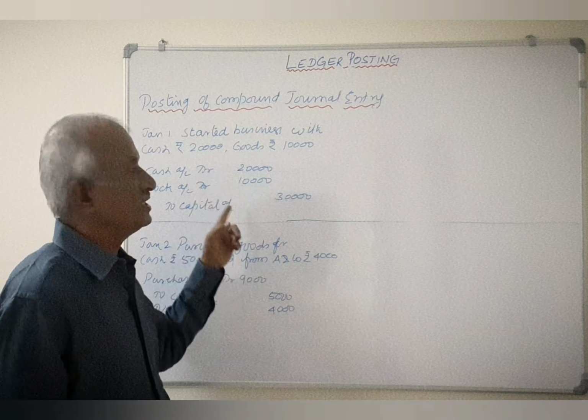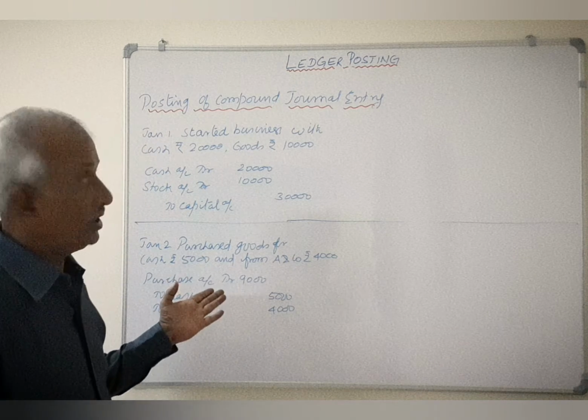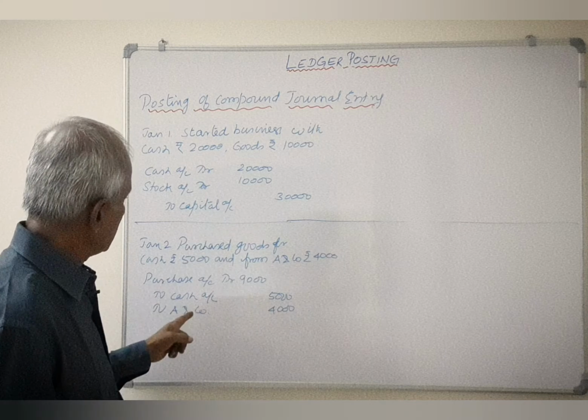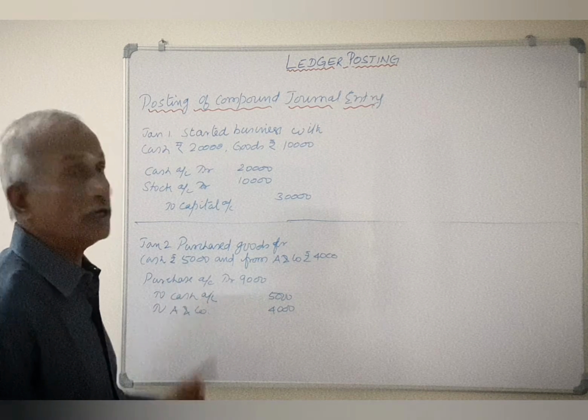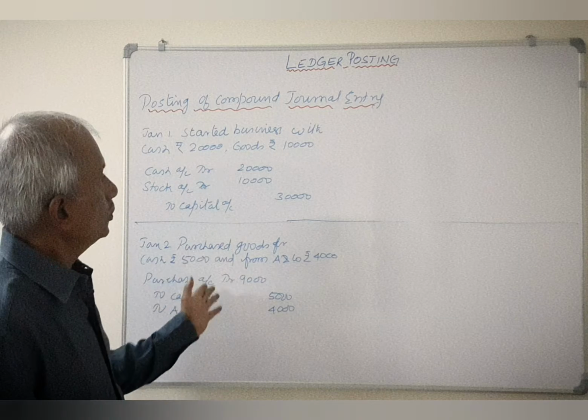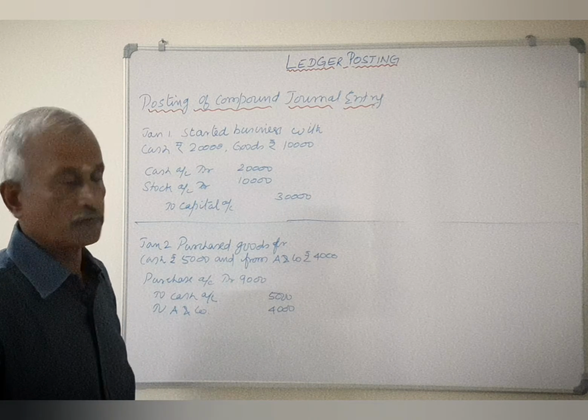There may be two debits and one credit, or two credits and one debit. Now in this example you have two debits and one credit, and in this example you have two credits and one debit. This is a compound journal entry. How do we post compound journal entries into the ledgers?